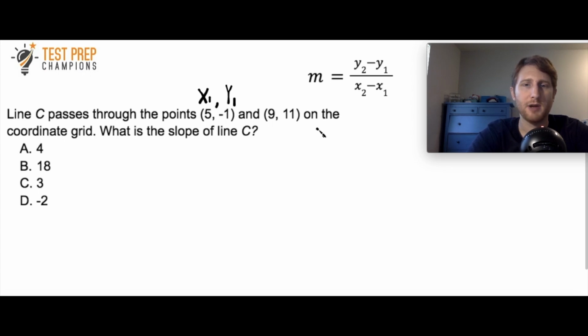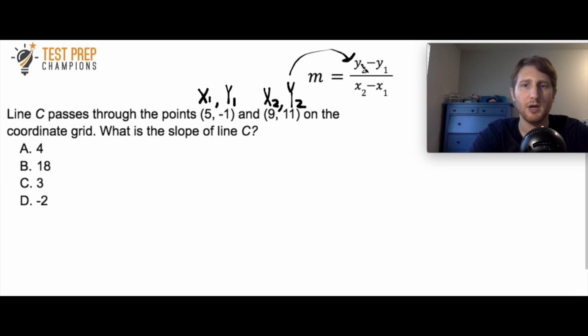Now this pair right here, 9 and 11, the first number is always going to be an x. Since I already made my 5 my x1, I make my 9 my x2. And the second number in the pair is always going to be a y, so I'm going to call this 11 y2, since I already called -1 y1. This is how I would recommend starting, at least when you're first learning how to do slope questions. Eventually, maybe you can skip doing the labeling. But if you get the labeling right, then it's just a matter of plugging the numbers into the formula.